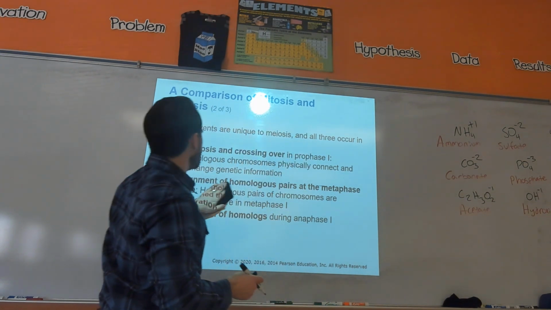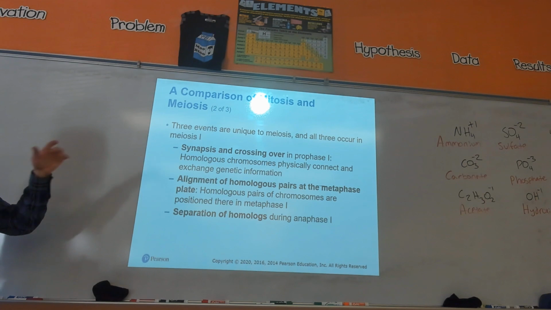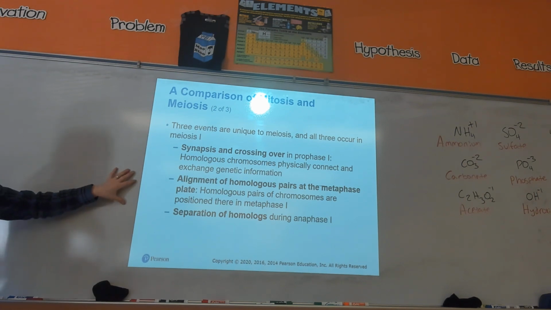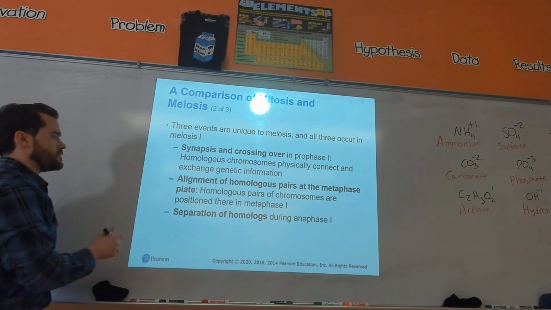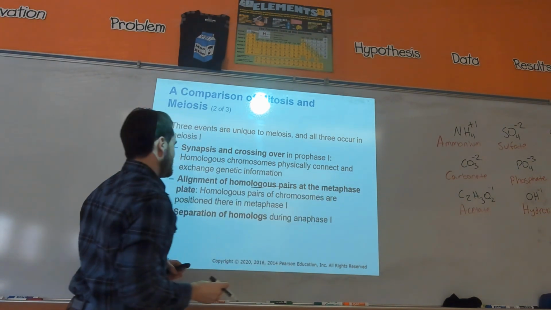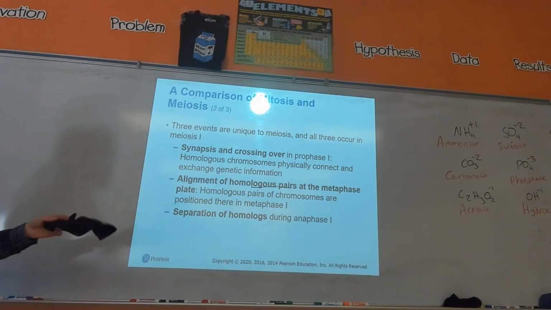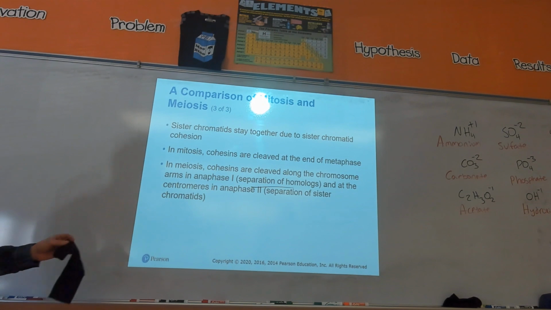Another thing that's unique to meiosis, and I mentioned this last class, and there'll be a good picture of it a little later on, so I'll only briefly mention it here, is the alignment of the homologous pairs. They align independent of each other. It's called independent assortment. I'll show you a picture of that later on, so I won't dwell on it here, but just keep in mind that that does exist.